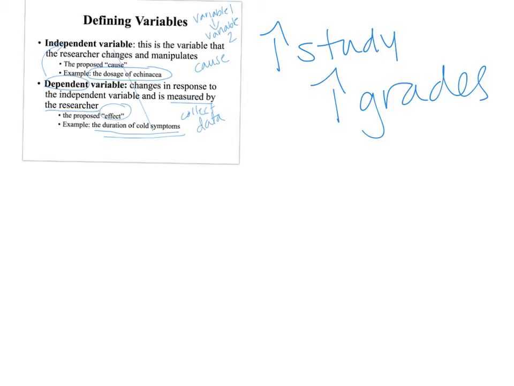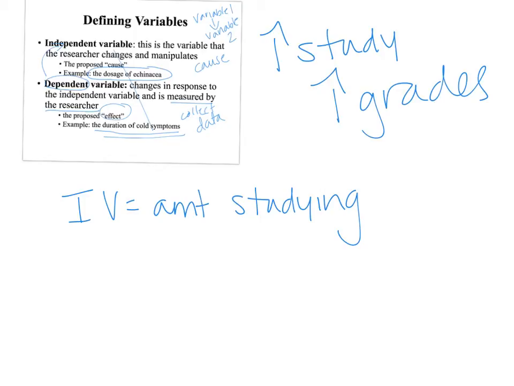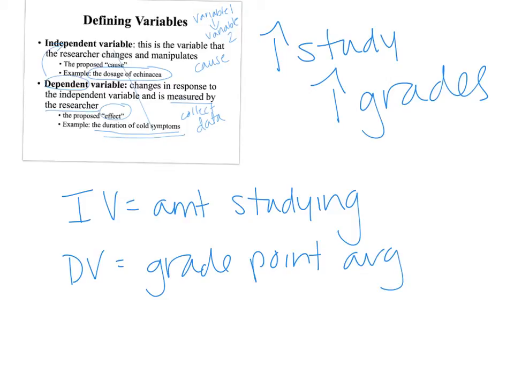Okay, so hopefully you gave it a shot. And if you said that the independent variable was the amount of time spent studying, then you are correct, because studying is the cause. Studying causes grades to get better. The dependent variable then is going to be something like your grade point average. This is the thing that is responding to the independent variable. Your grades will go up if you've been studying, and it's the thing that the researchers are going to measure.